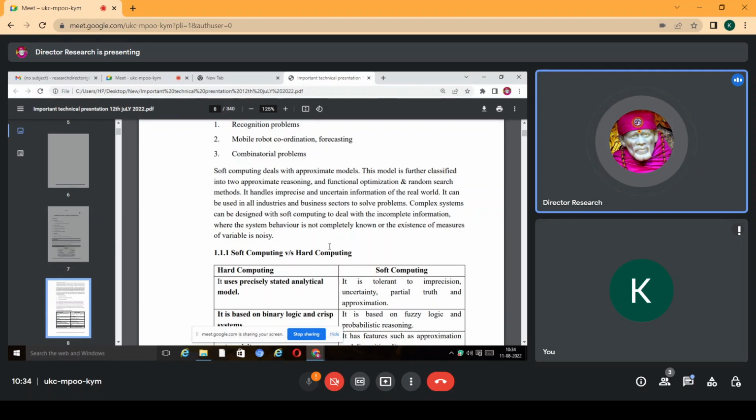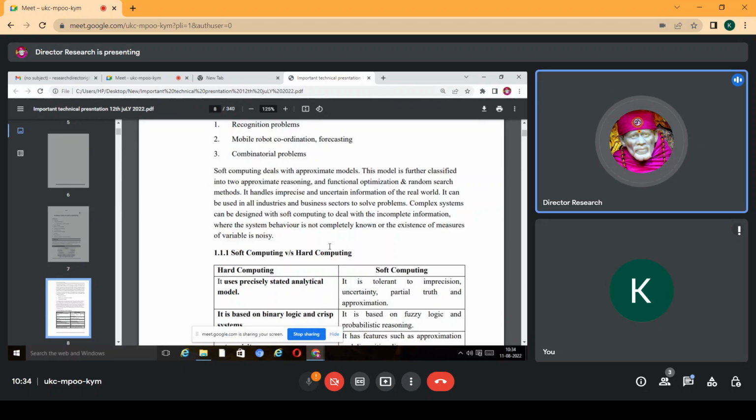It can be used in all industries and business sectors to solve problems. Complex systems can be designed with soft computing to deal with incomplete information, when the system behavior is not completely known or the measured variables are noisy.